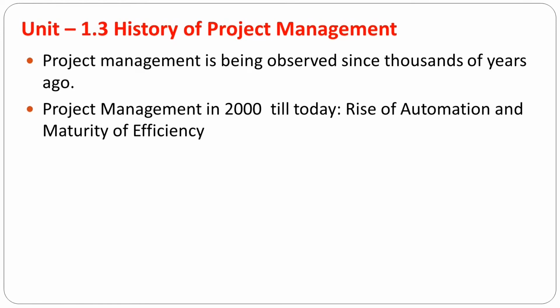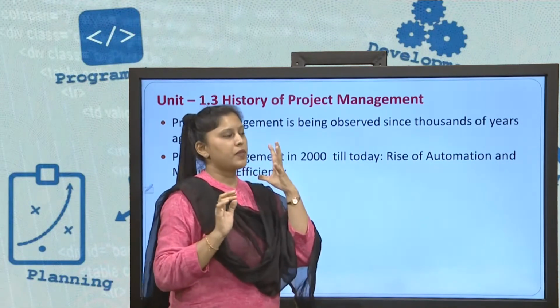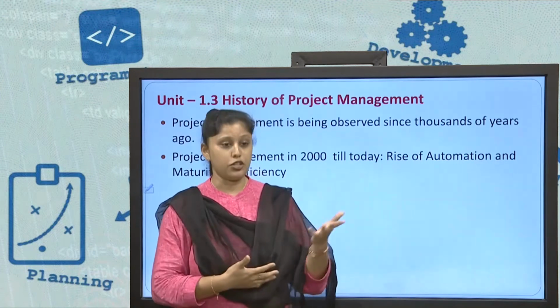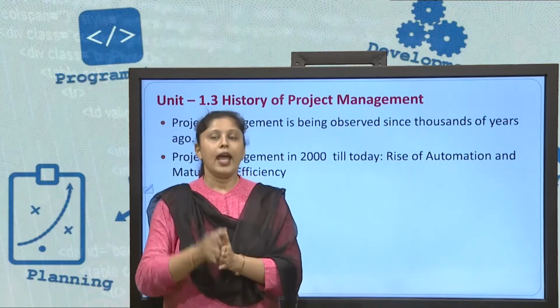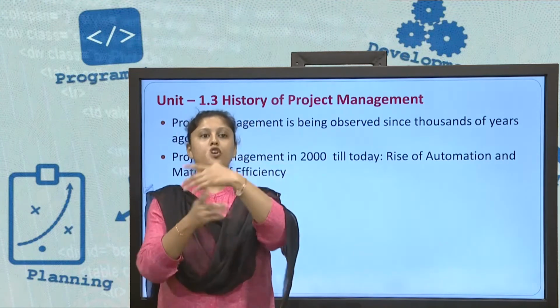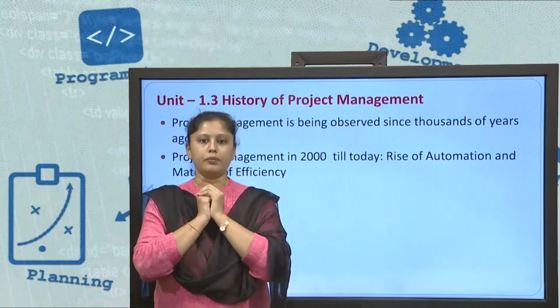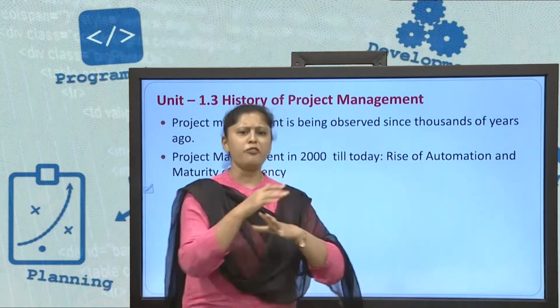If we see till today, we have the rise of automation and maturity of efficiency. Now, what is automation? Today, if I want to put some data in an Excel sheet, I put in one formula and it gets done automatically, and if I drag that cell throughout wherever I want, it is automatically calculated for that column, and of course rows also. So there is a rise of automation. Now everything today is automatic.